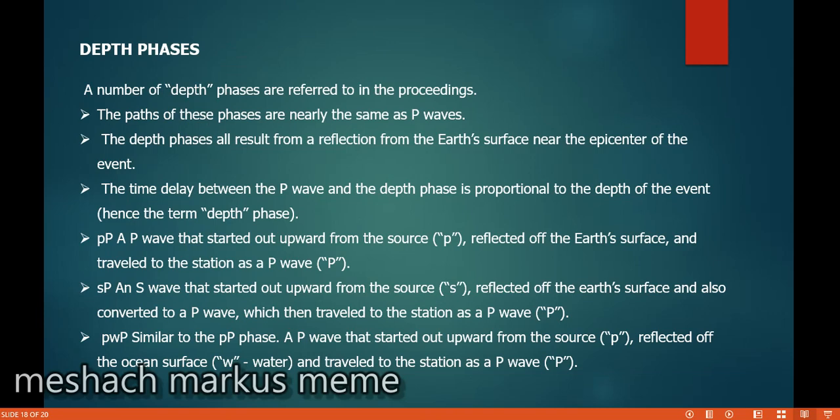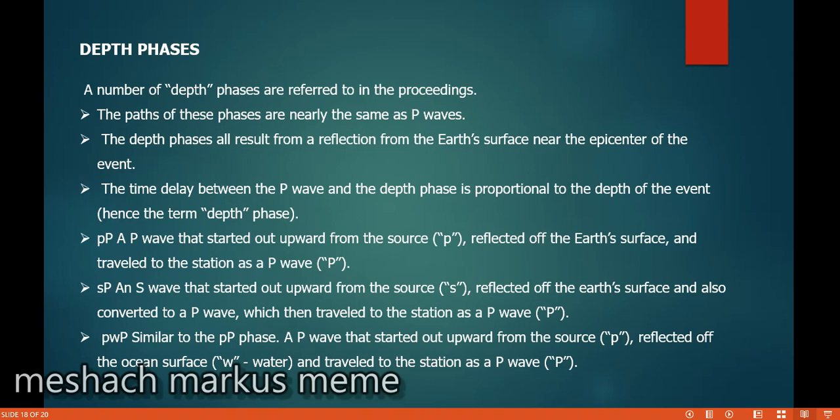And we have depth phases. A number of depth phases are referred to in these proceedings. The paths of these phases are nearly the same as P waves. Depth phases also result from a reflection from the earth surface near the epicenter of the event. The time delay between the P wave and the depth phase is proportional to the depth. So they also have their standard names, such as pP, the small letter p, capital letter P, a wave that started out upward from the source as P, reflected off the earth surface and traveled to the station as a P wave.